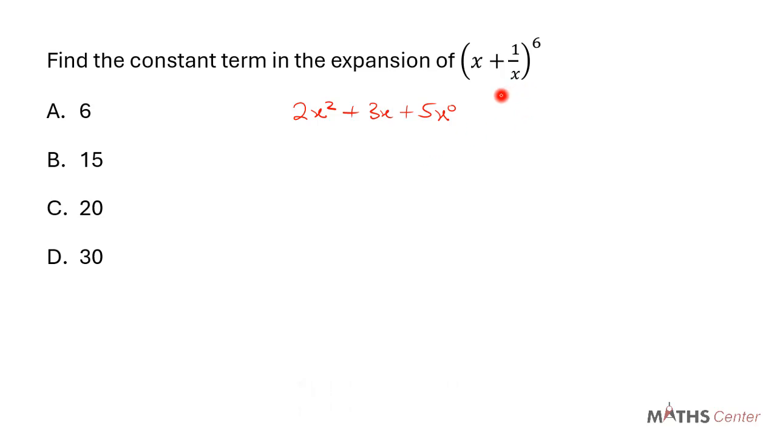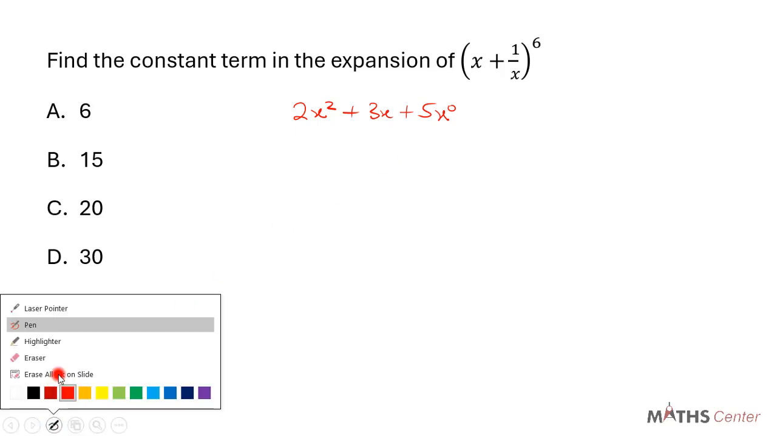So here, the constant term in the expansion of this binomial expression will be the term where the exponent of the variable is 0. And so we are going to write the expression for a term in this expansion. Then we will equate the exponent on x to 0. That will help us to get the constant term.